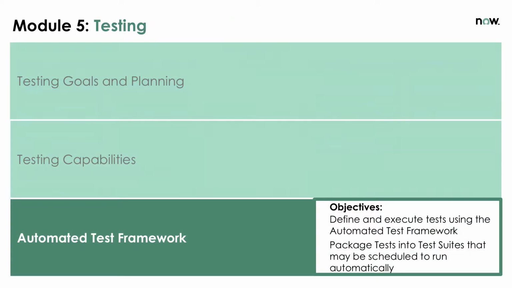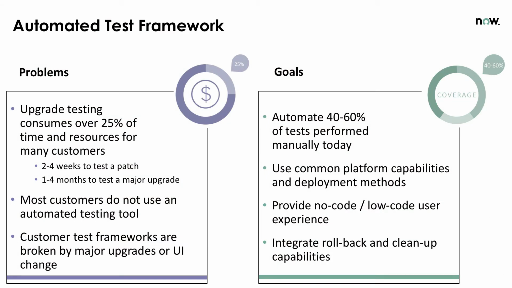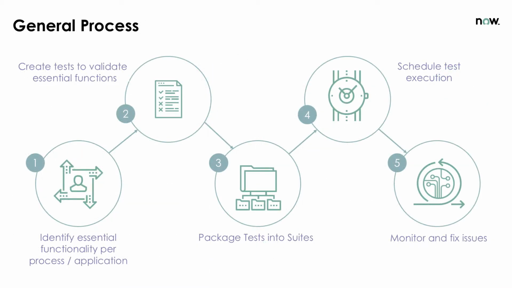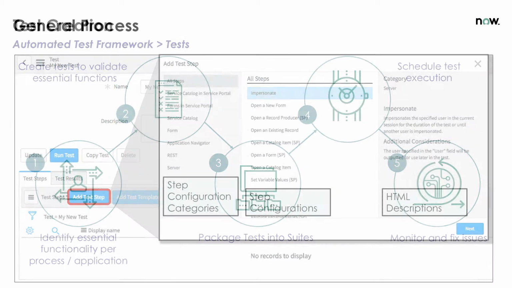Finally, getting into the automated test framework in more detail. Again, here's why it was created, what the goals are, and the general process. We do not want to try to test everything. The exercise begins with what is your business critical functionality that you're trying to support per process or application. Identify those things, develop tests for it, package them into suites, schedule it, and monitor from there.